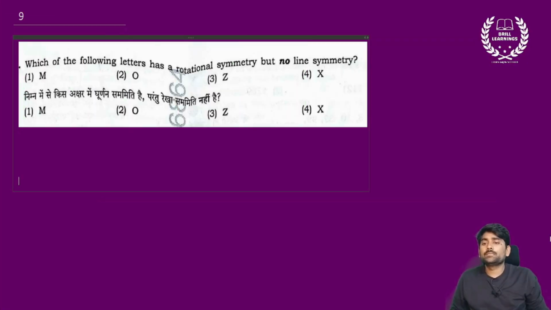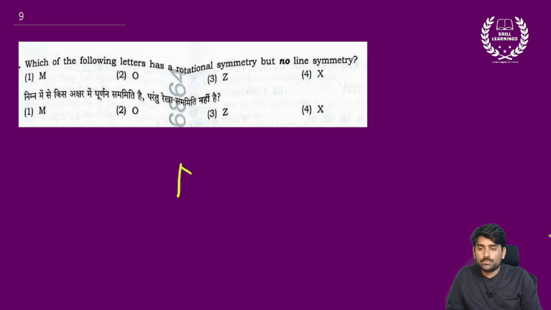The following letters has a rotational symmetry but no line of symmetry. We'll check all these options one by one. First one is M. M has vertical line of symmetry as well as a rotational symmetry. It has one rotational symmetry. That means if I rotate this M for 360 degree, it will come to original position. That means it has one rotational symmetry as well as one line of symmetry.